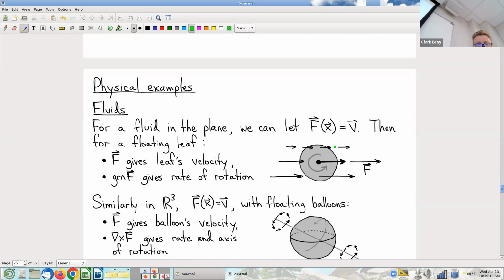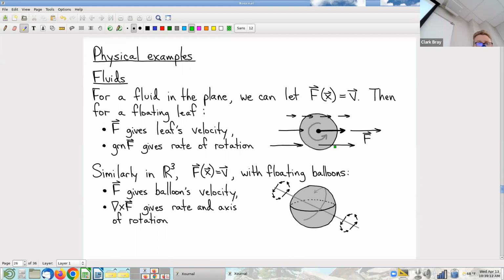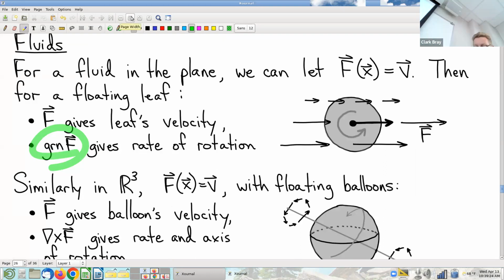Okay. Let's talk about some physical examples. I don't have as many here for curl as I did for divergence, but I think they're pretty satisfying. So remember, we've talked about Green's operator. And in fact, let me zoom in here. Green's operator, in some sense, is telling us how, if I have here, I'll use orange for the leaf.